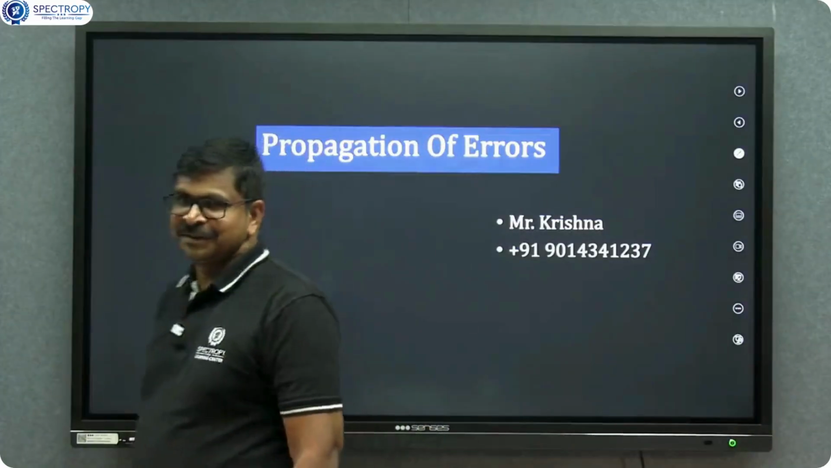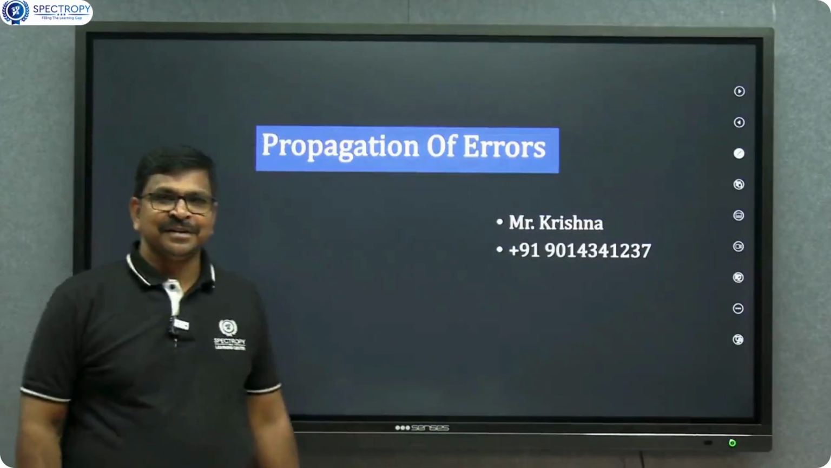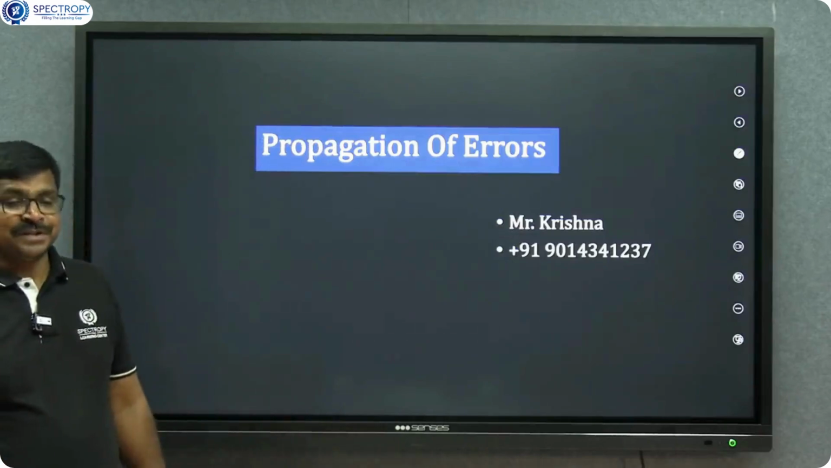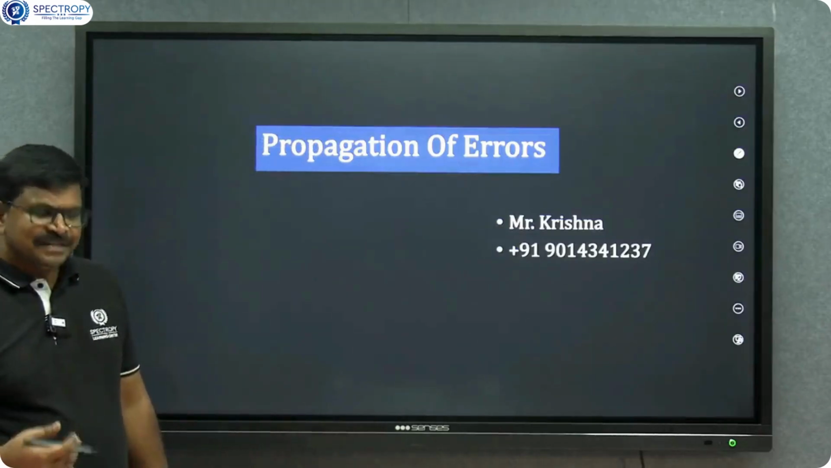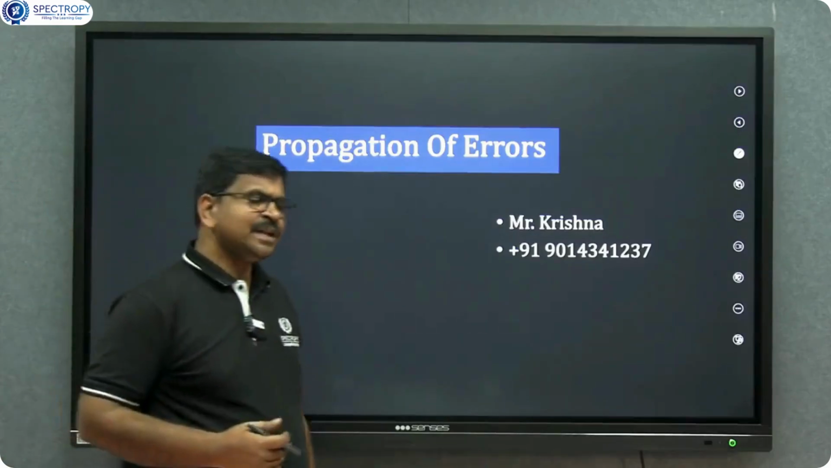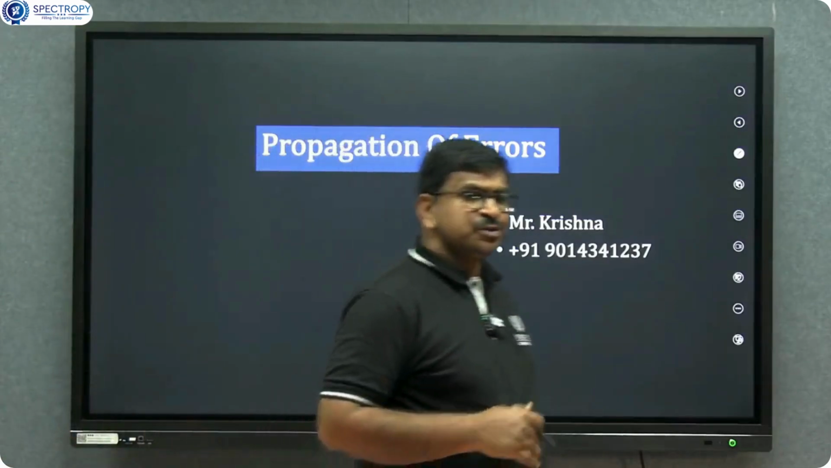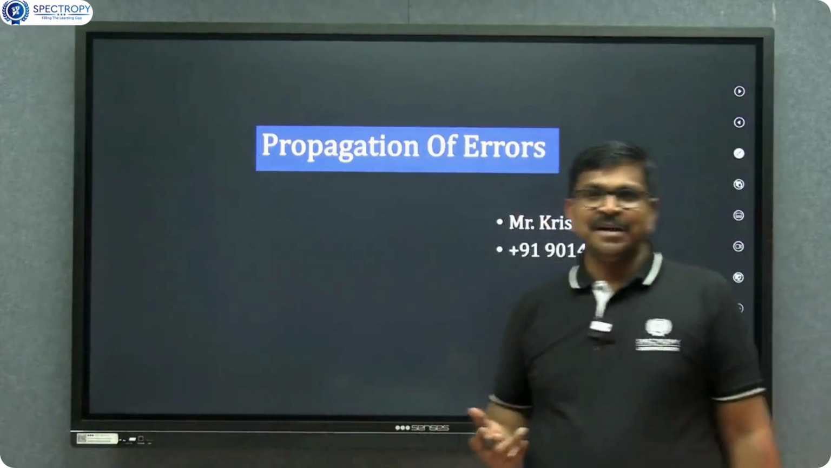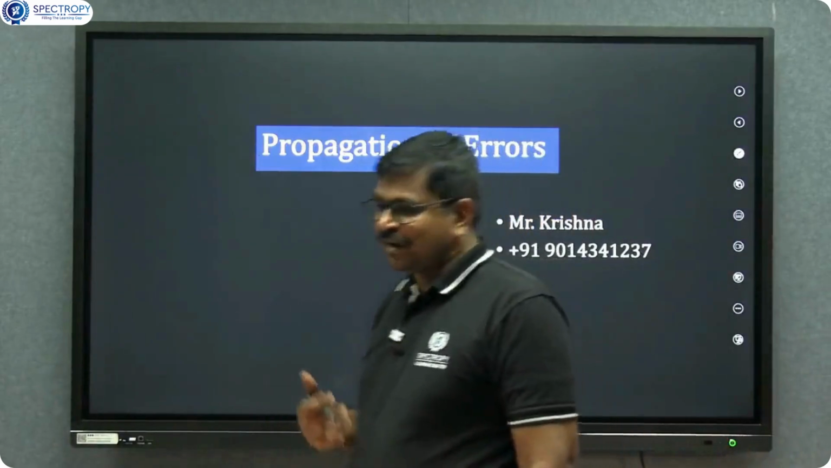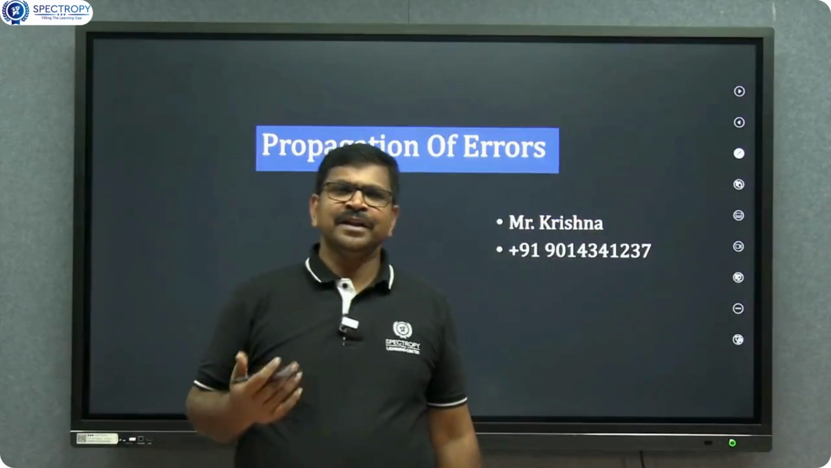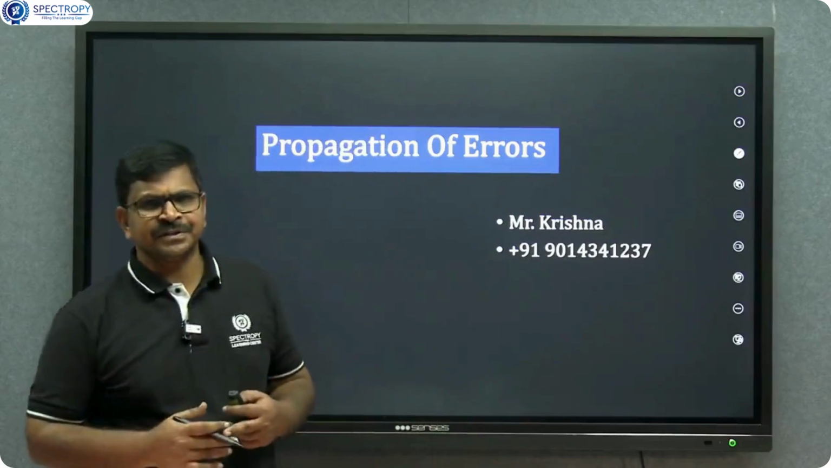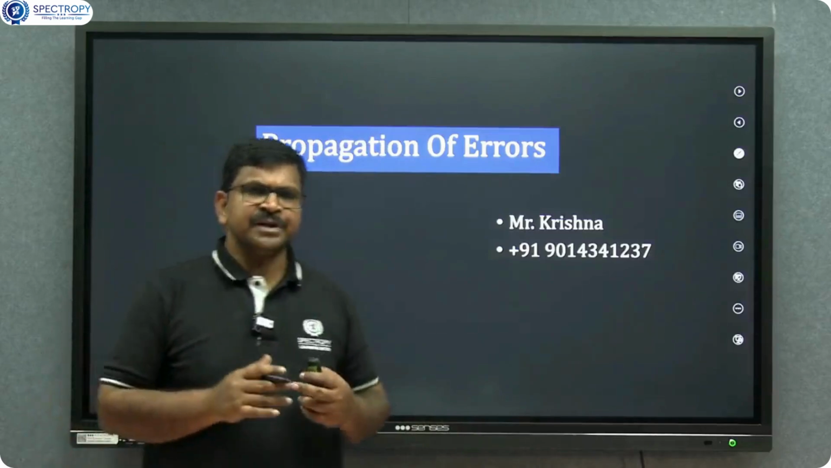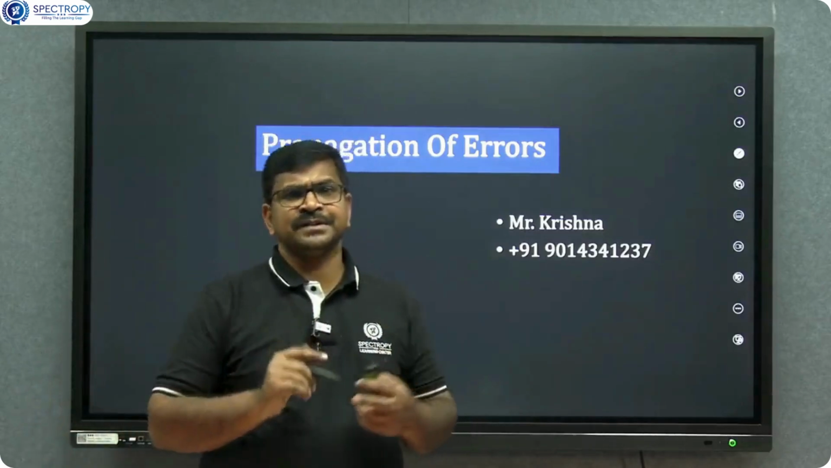Propagation of errors. This is the final area of the error analysis. Propagation means what? Suppose two quantities are measured, there is some error. When those two quantities are added, or subtracted, or multiplied, or divided, or any other operations, after doing the operation, what will happen to the individual errors?